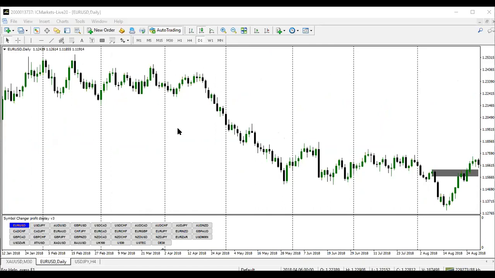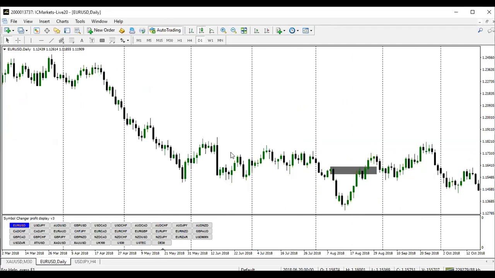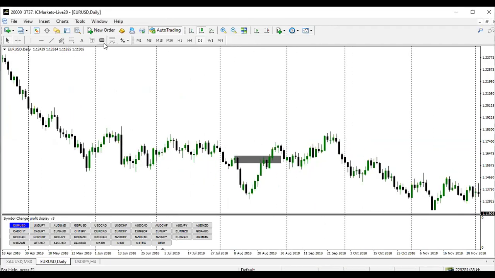So, how do you use a fair value gap? Now, you guys already know what a fair value gap is, or an imbalance. But very quickly, let me show you that. Why do we call this zone? Now, this is a fair value gap.